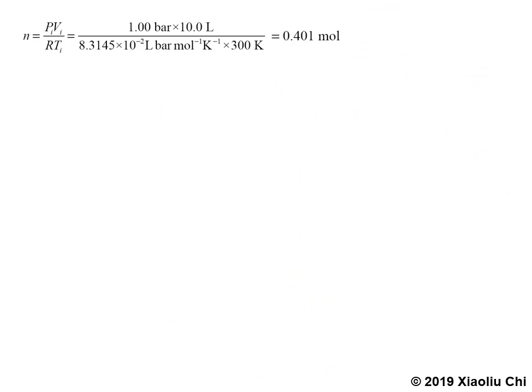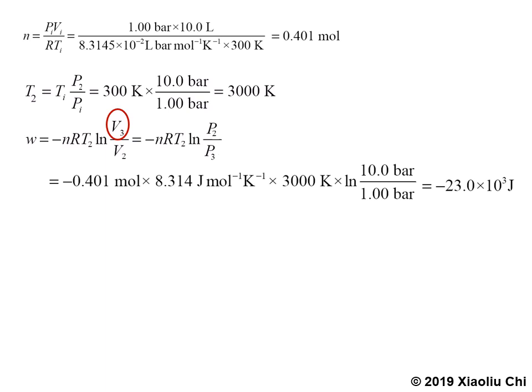This slide shows the detailed calculation. First, the ideal gas law to calculate the number of moles, and then use the combined gas law to calculate T2, and then you can calculate the second step work, the isothermal reversible work. Now in this case, you don't have to calculate V3. The reason is you can use Boyle's law: instead of V3 over V2, you can use P2 over P3. Because of Boyle's law, P2 V2 equals P3 V3. We know the pressure, and therefore we don't have to calculate V3.